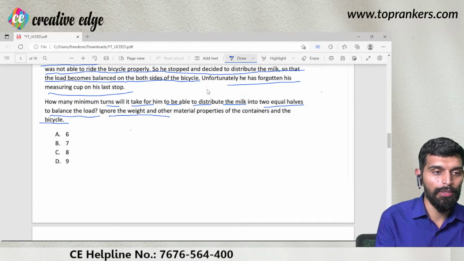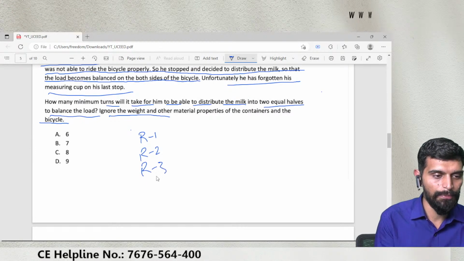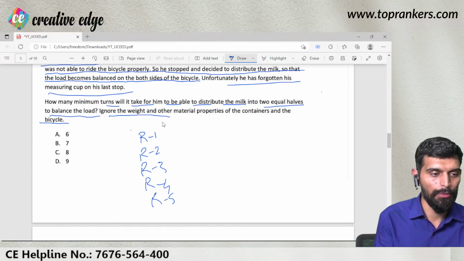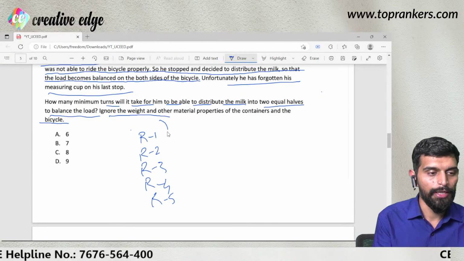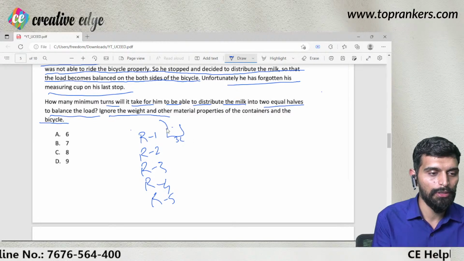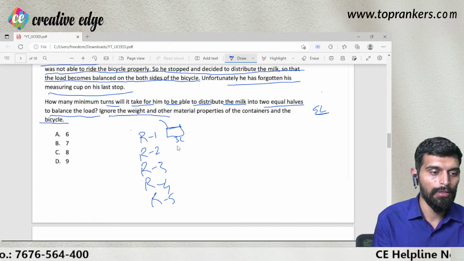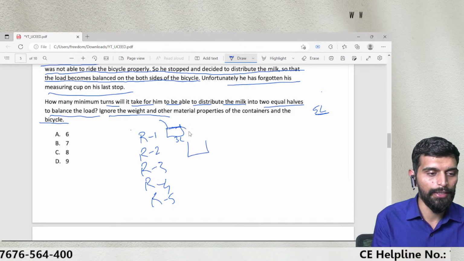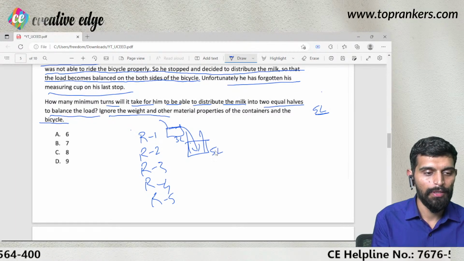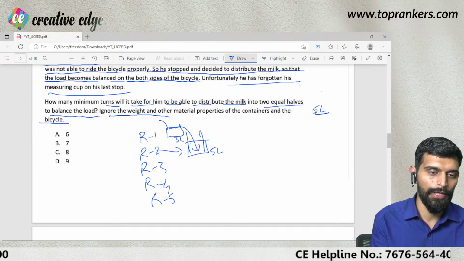Let's write the number of iterations. Round 1, round 2, round 3, round 4, round 5. So, let's talk about round 1. In round 1, he transfers milk into the 3-liter can, and he has 5 liters of milk available with him. And then this 3 liters is transferred again into the 5-liter one in round 2. So there is a space of 2 more liters.